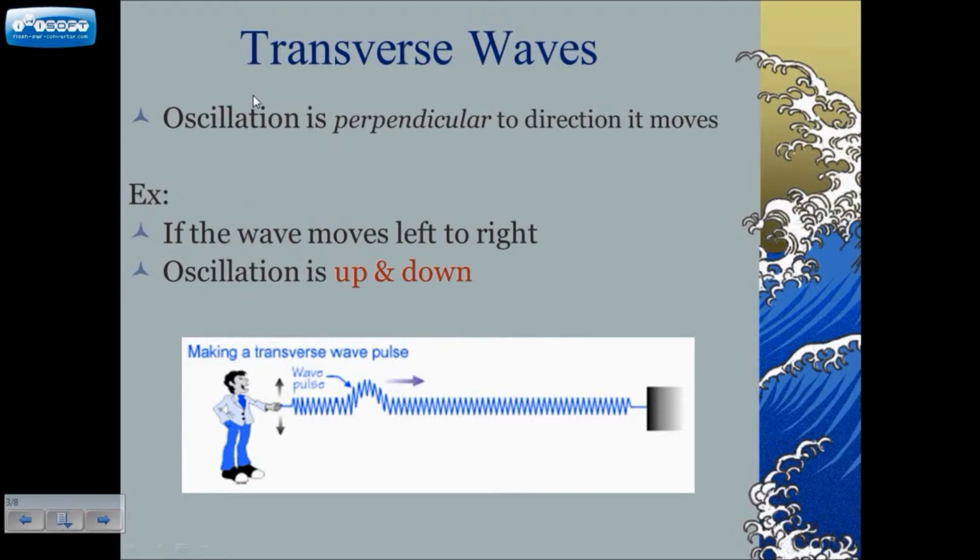So the first one, direction-based, is talking about transverse waves where the oscillations are perpendicular to the direction in which it moves. So for example, if a wave is moving left to right, then the oscillation will be up and down, forming a right angle, hence perpendicular. In our little drawing here, we have the direction of the wave going to the right, and our little guy is moving the oscillation up and down, creating this nice pulse that we see.